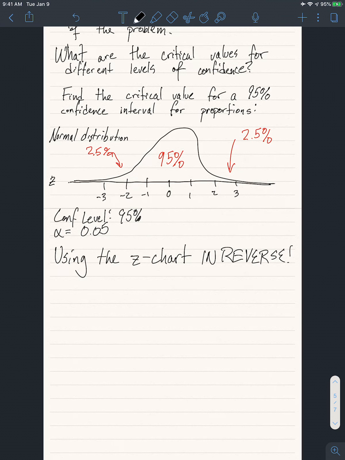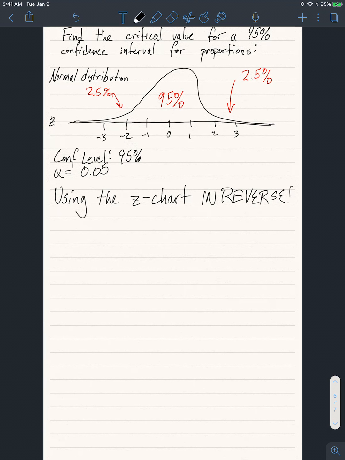And this is why it's kind of painful, because normally we have a z-score and we look it up on the chart to get a probability or a percentage, right? This is what we get from the chart. We take a z-score, we look it up, we get a probability or percent. Now we know what the percentages are. We need to go back and find what z-scores achieve that. And it's always better to do it on the negative side.